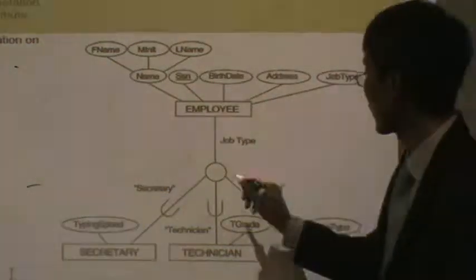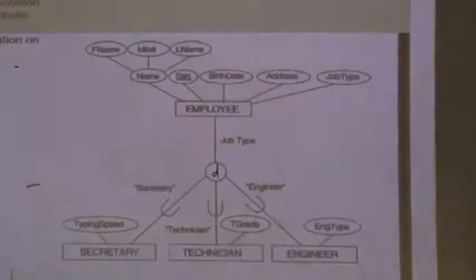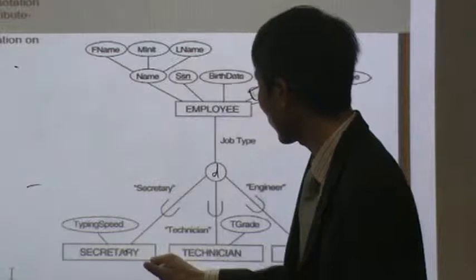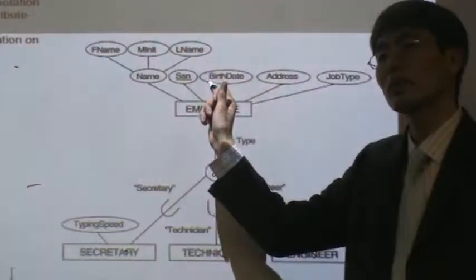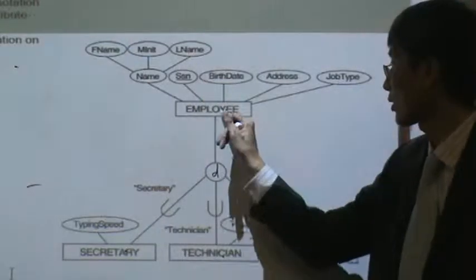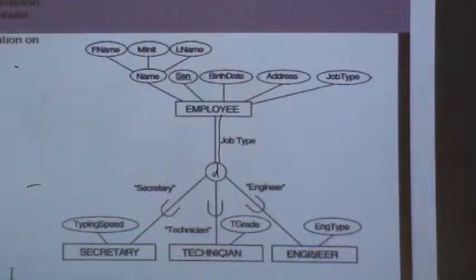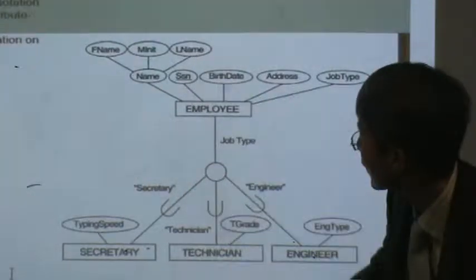So in this case, let's say this is a disjoint. Disjoint means an employee should be either a secretary, technician, or engineer, or it can be just an employee without these, because it's partial. If it were total, it should be one of these. I want you to keep this in mind.